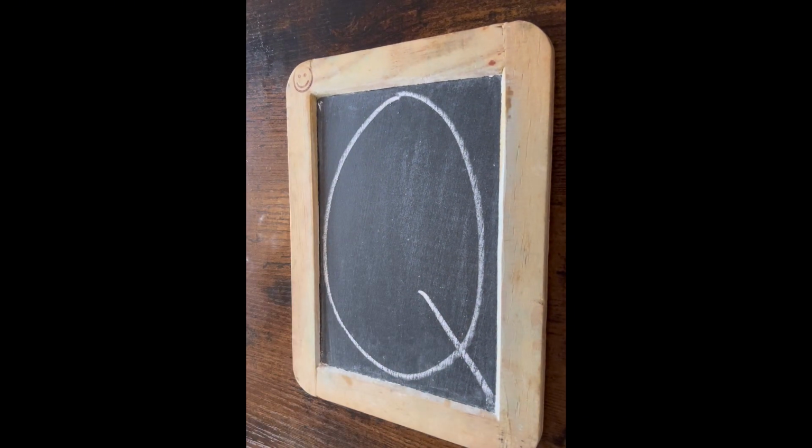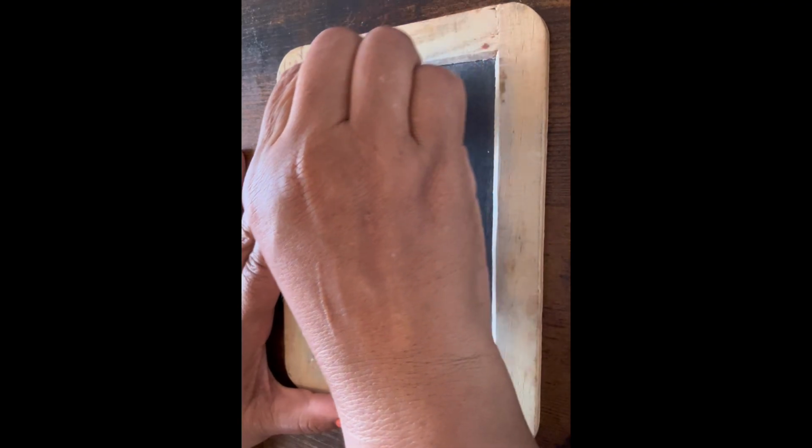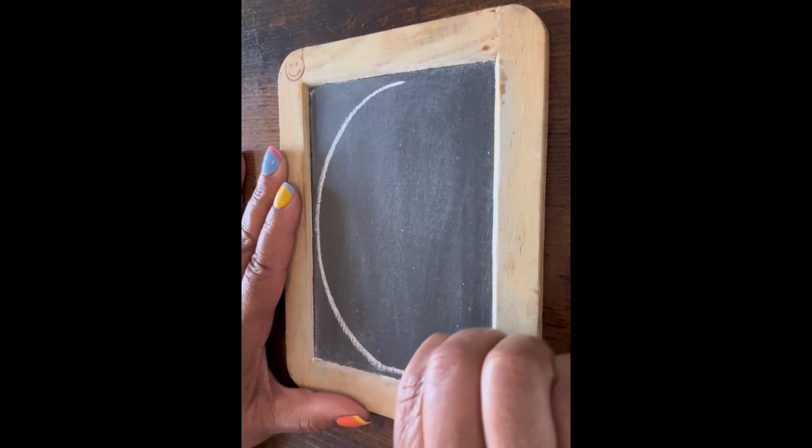So the letter Q is center starting: big curve, close it, drop down, little line. The letter G, capital letter G. Center starting, big curve, little line.